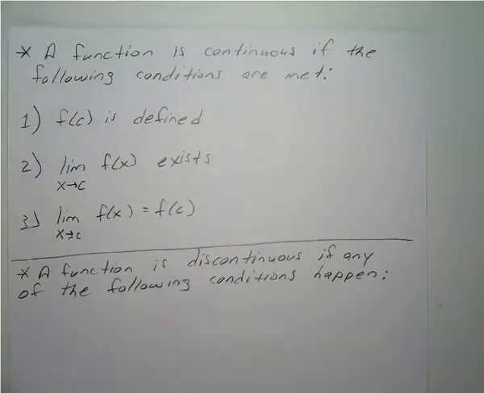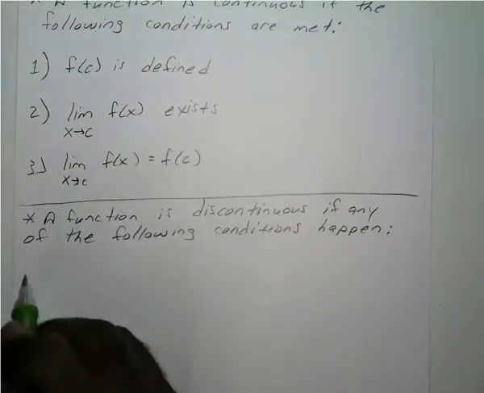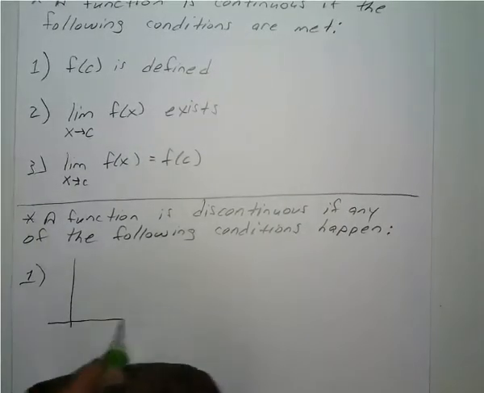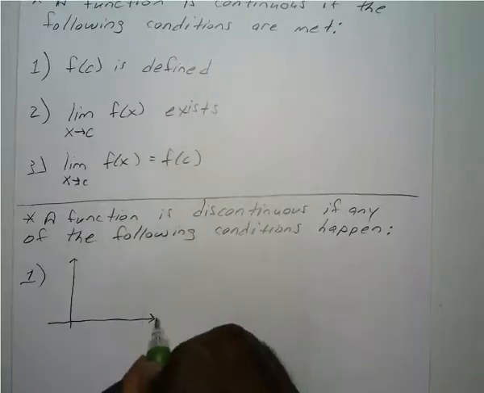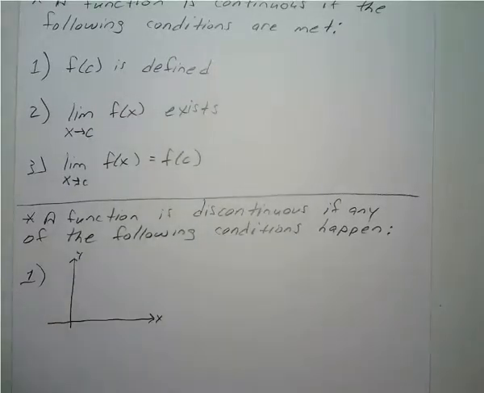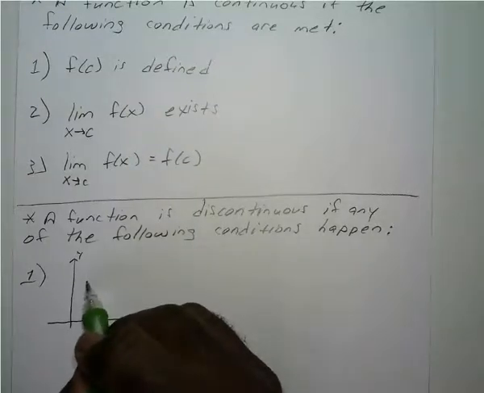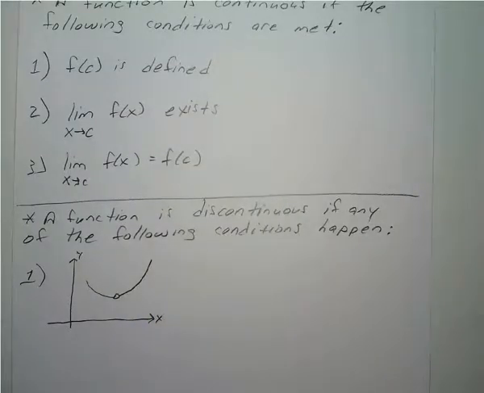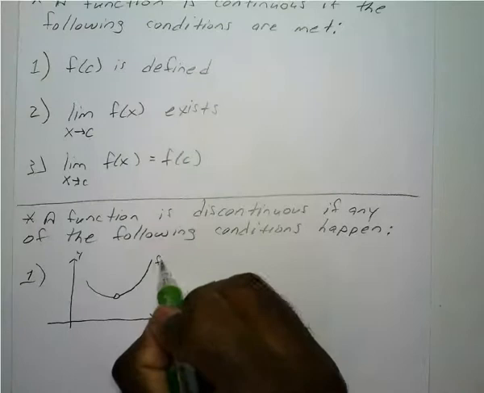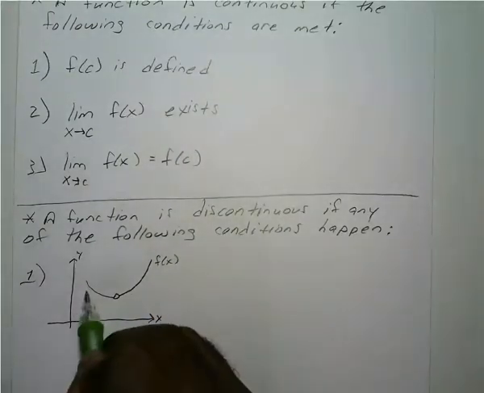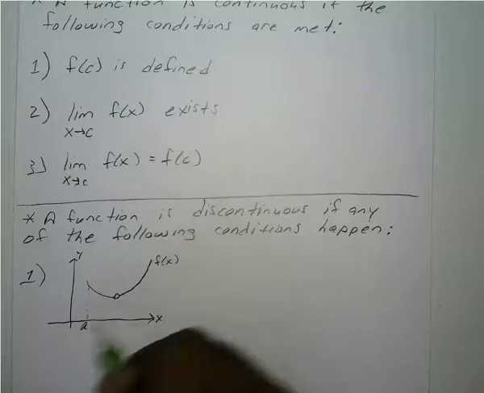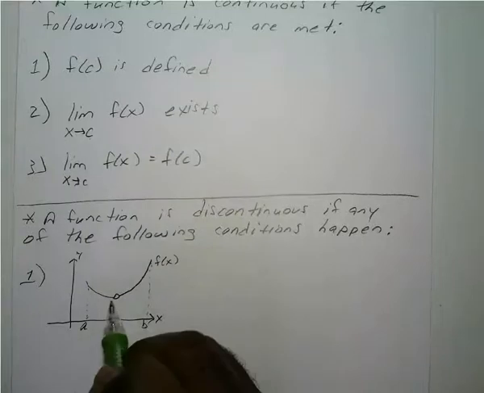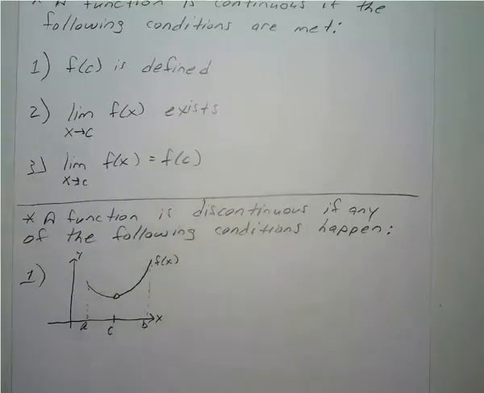Okay, so one, what if we have our x and y axis? This is your x and this is your y. Let's say you have your graph here, and you have an opening in that graph. Okay, so this is our f of x. And between some interval a and b, there exists a point c.